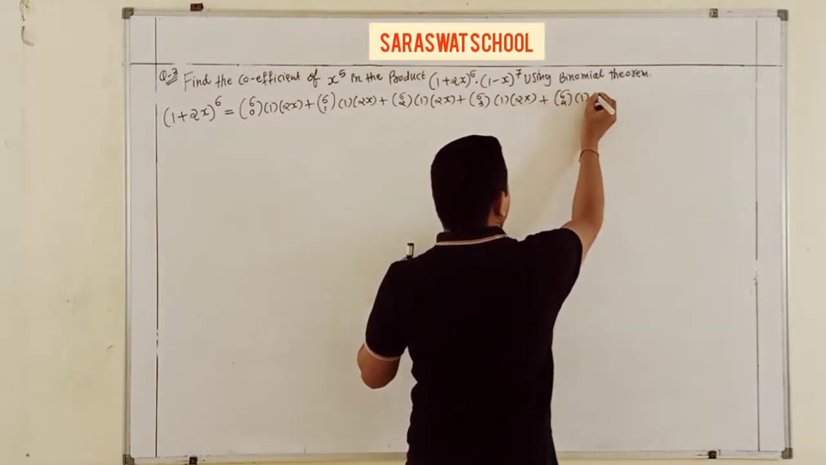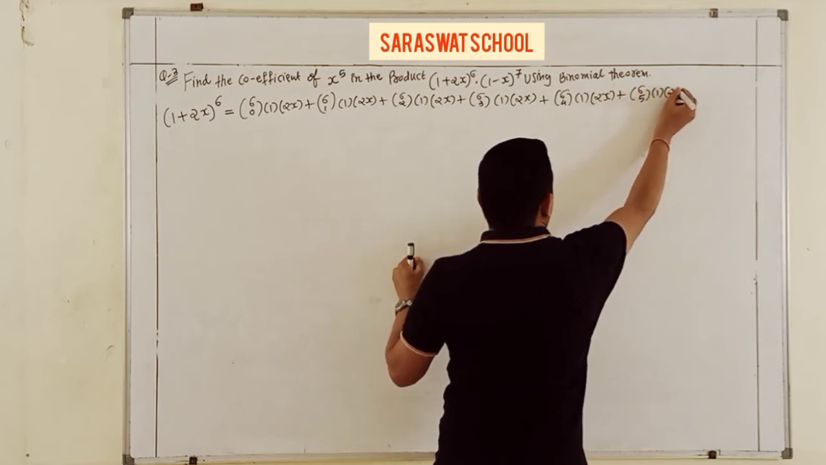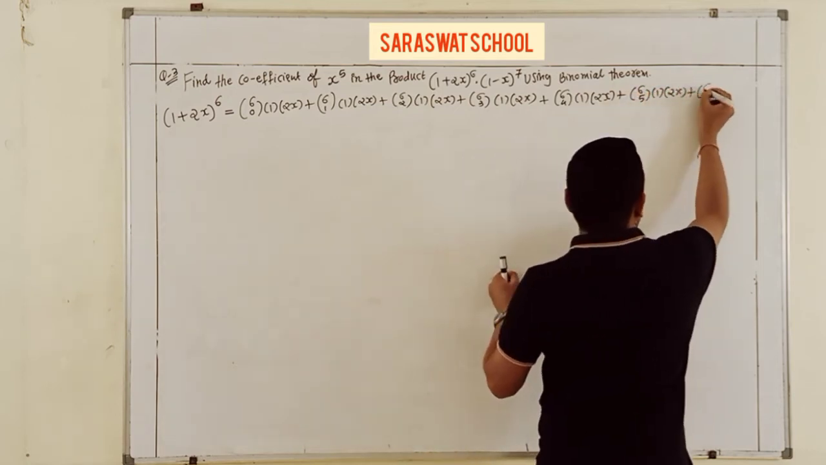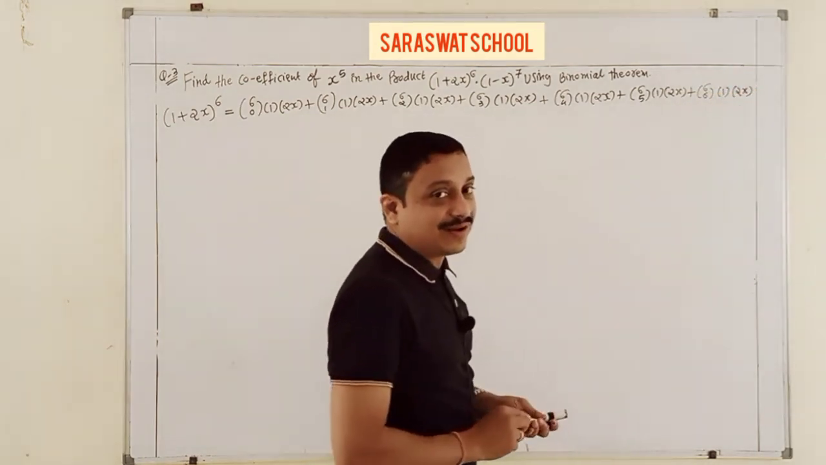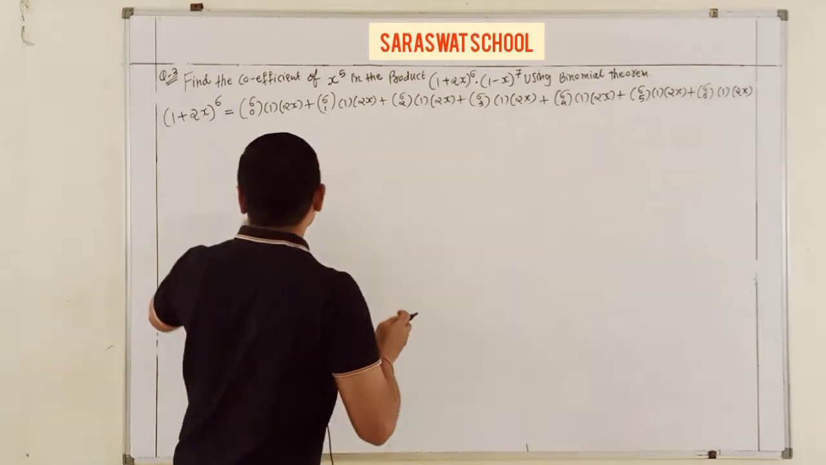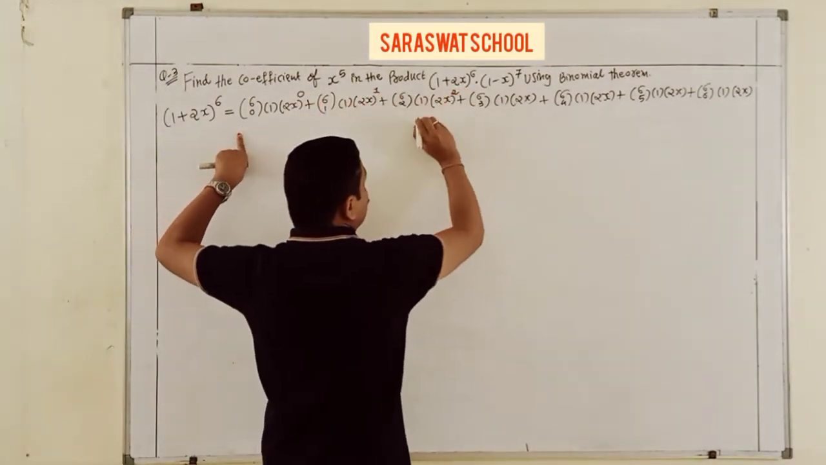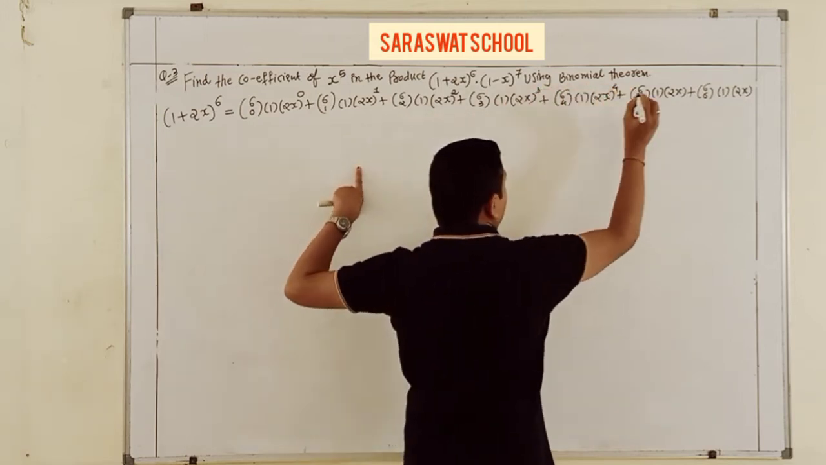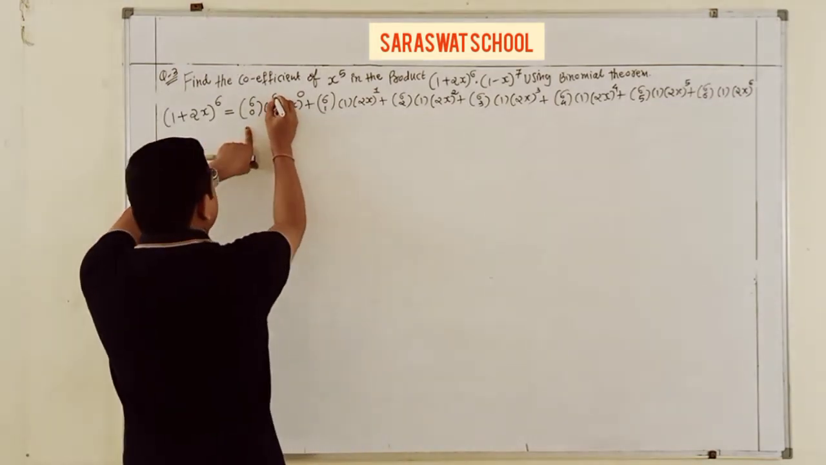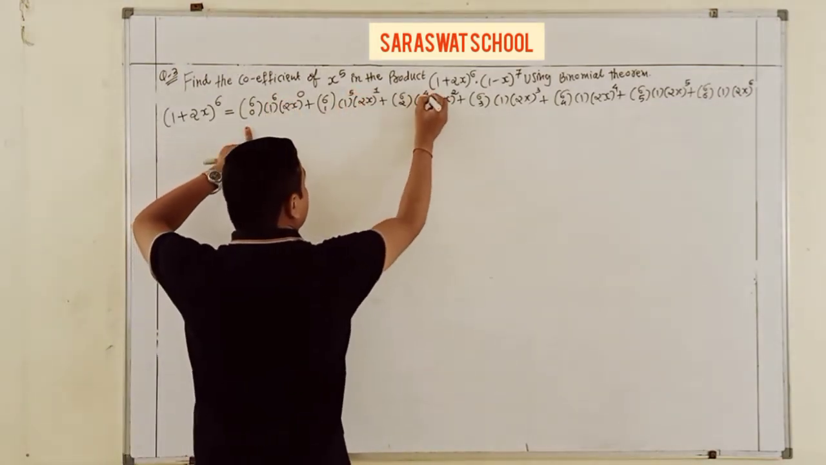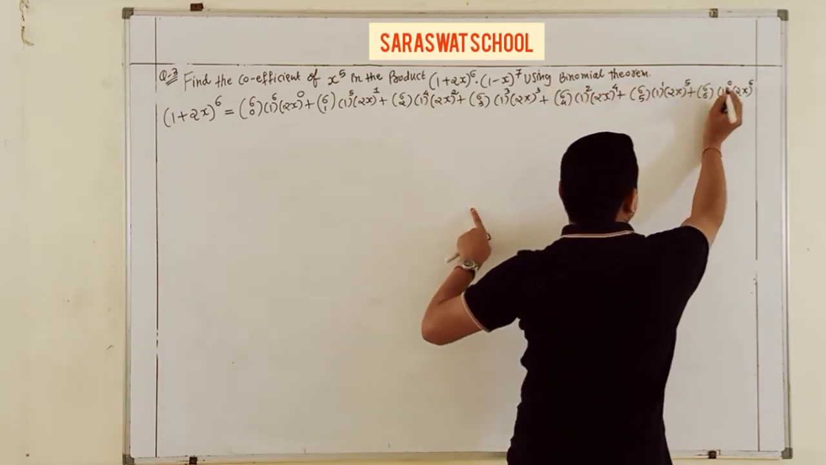64, 65 and last 66. Now apply the polarity. The powers of x here are 0, 1, 2, 3, 4, 5, 6. And for the other polarity, if you write it down, it is 6, 5, 4, 3, 2, 1, 0.